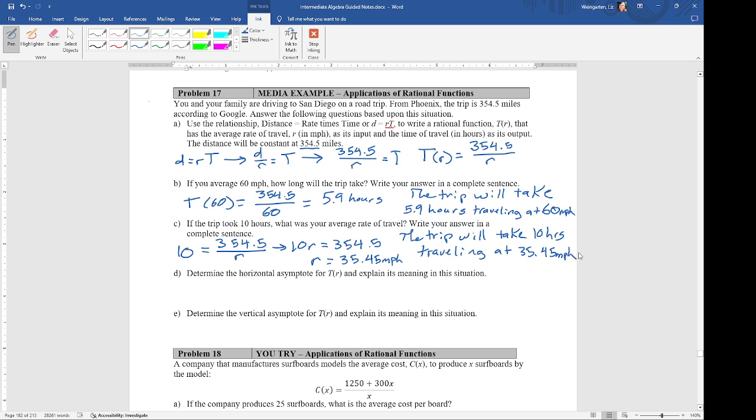Determine the horizontal asymptote for t of r and explain its meaning. Horizontal asymptote is going to be the degree on the top compared to the degree on the bottom. Looking at our function, there are no r's on the top, so the degree on top is 0. Degree on bottom is 1. Therefore, because the degree on the bottom is larger, our horizontal asymptote is going to be y equals 0.